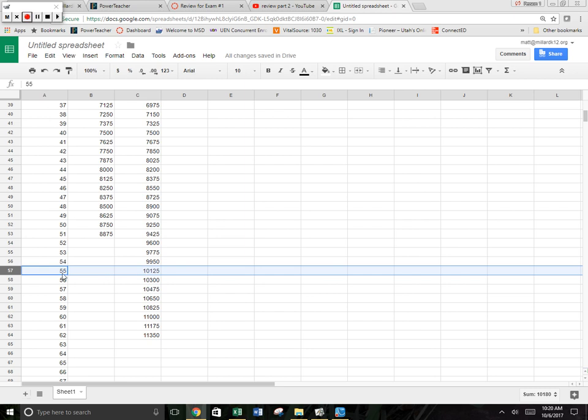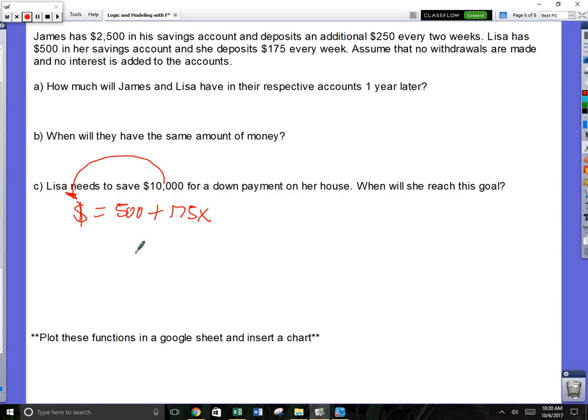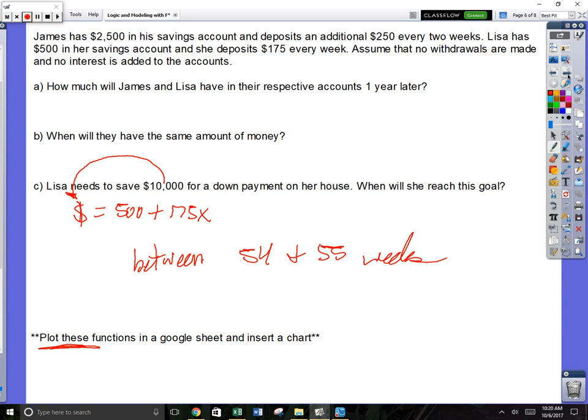So a little more than a year. At 55 weeks she has 10 grand and 125. And at 54 weeks she has 9,950. So between 54 and 55 weeks is the answer. So somewhere between 54 and 55 weeks. Okay. So make sure you know how to type the function into a Google Sheet and kind of create some charts from that.